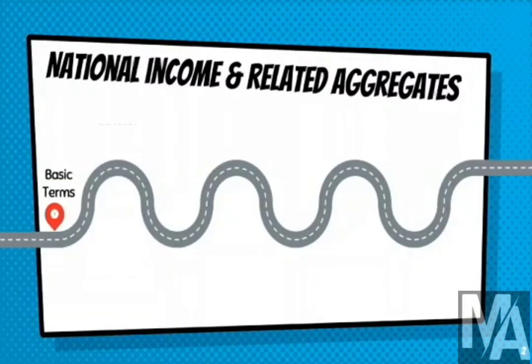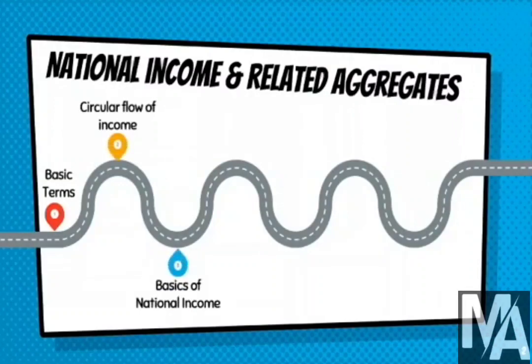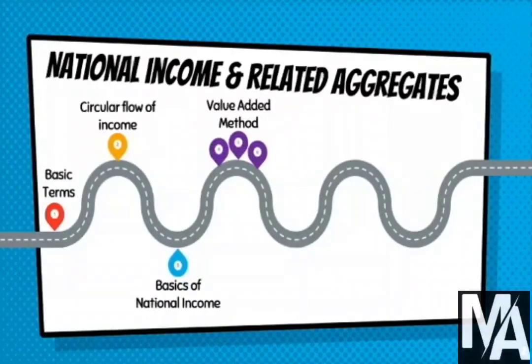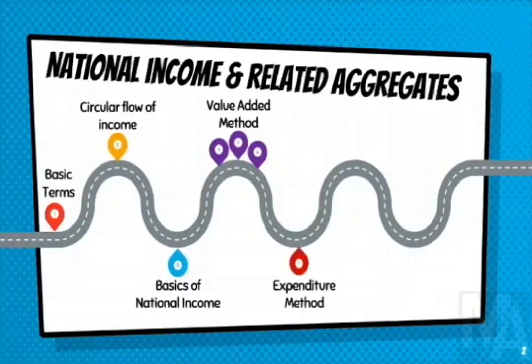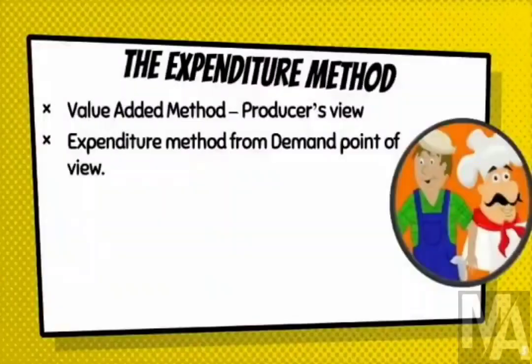The first one was on basic terms. The next video was on the topic circular flow of income. The third video was on the basics of national income. And the next three videos were on a value added method. In this video, we are going to learn something about the expenditure method of measuring national income in an economy.